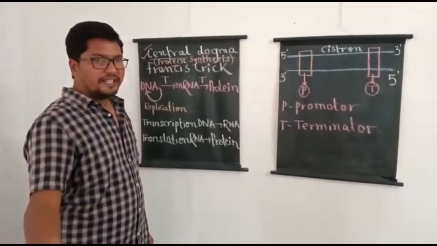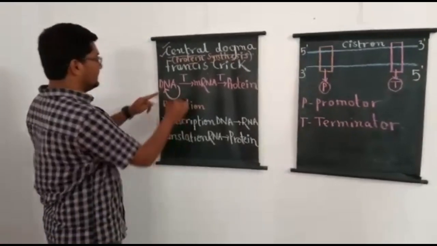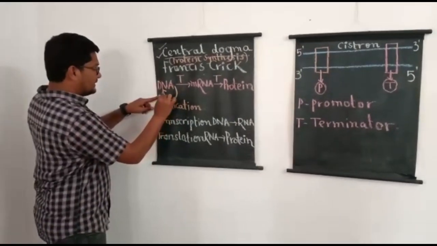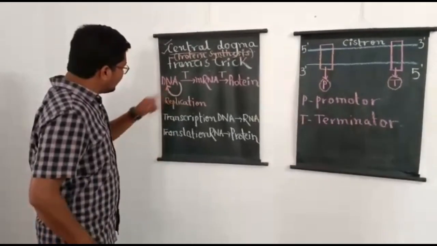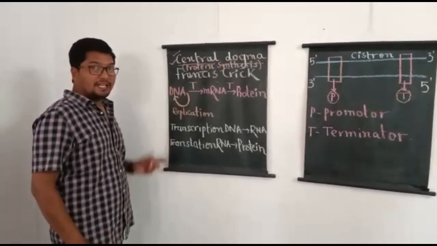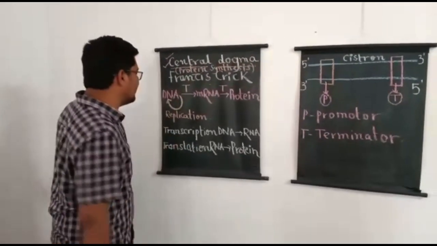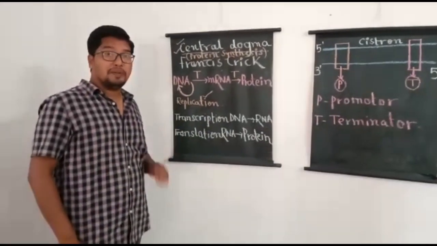We understood what is central dogma, but there are a few exceptions in living systems. Here I am showing an arrow mark, that is the direction of flow of genetic information. It clearly tells you genetic information is flowing from DNA to DNA. Is it possible? Yes, it is possible. Which process makes it possible? That is nothing but DNA replication.